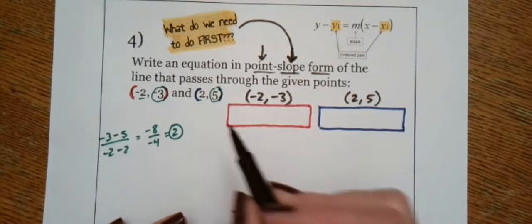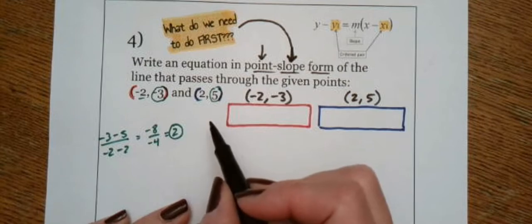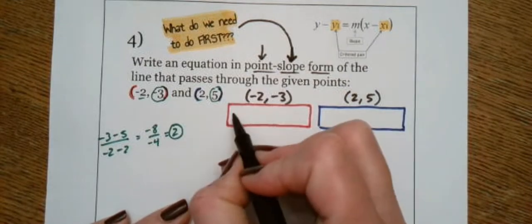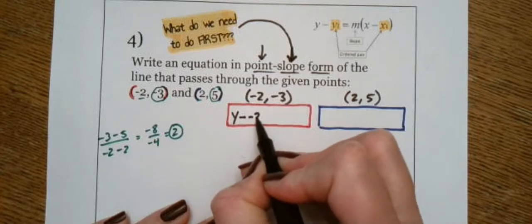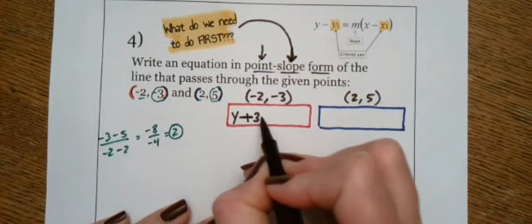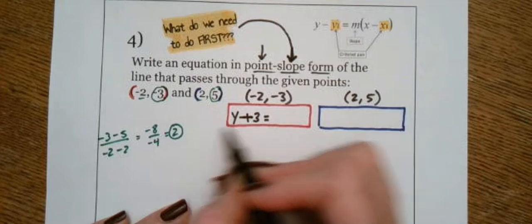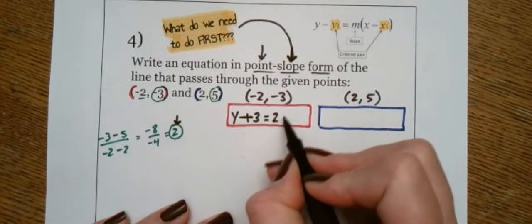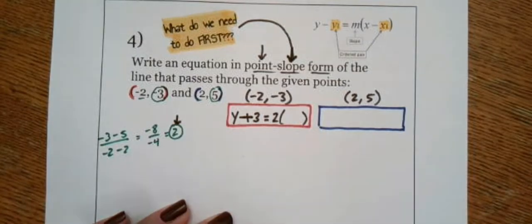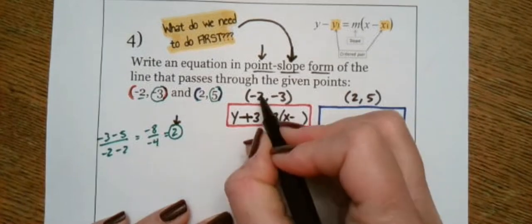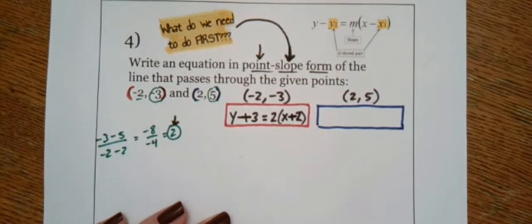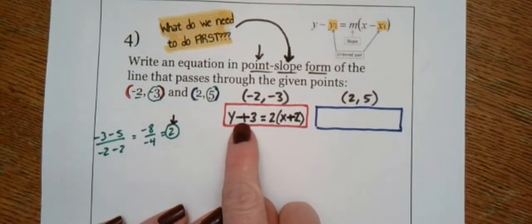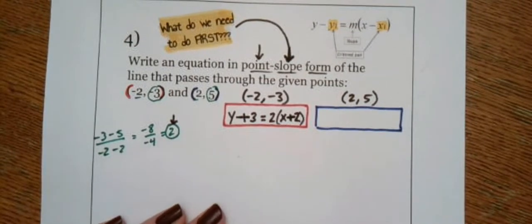All right, so let's give this a try here. Let's use this point first. We got y minus the y coordinate, which is negative 3. So that's going to change to plus. Then the equal sign. Then after the equal sign comes the slope, big parenthesis. Ready? x minus the x coordinate, negative 2, so that's going to change to a plus. So there we go. Okay, so we got y plus 3 equals 2 times x plus 2.